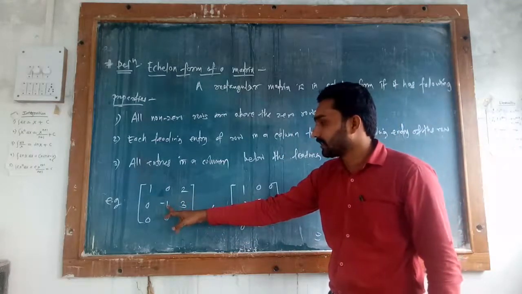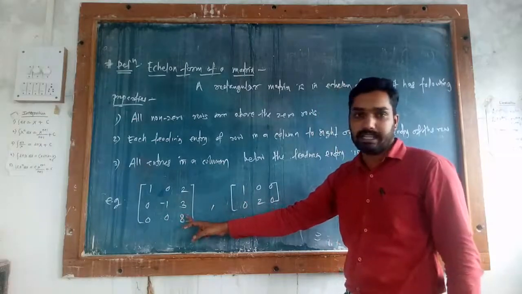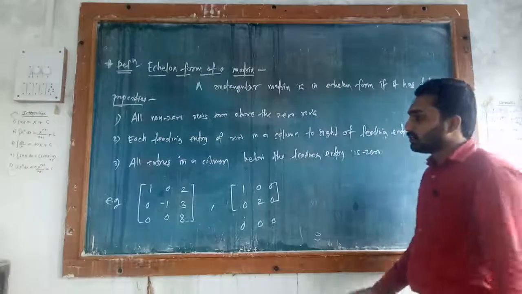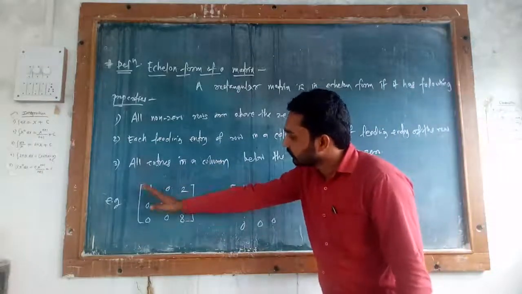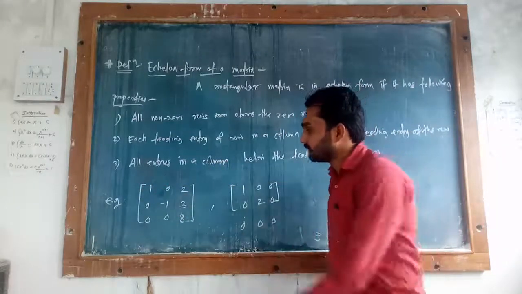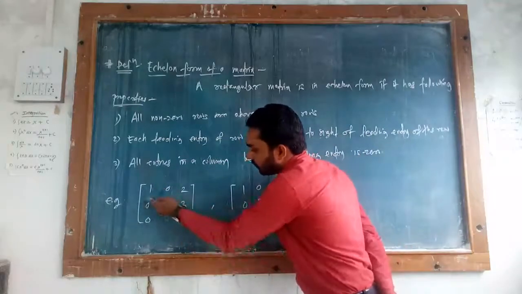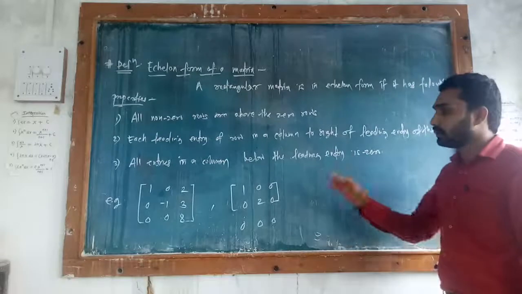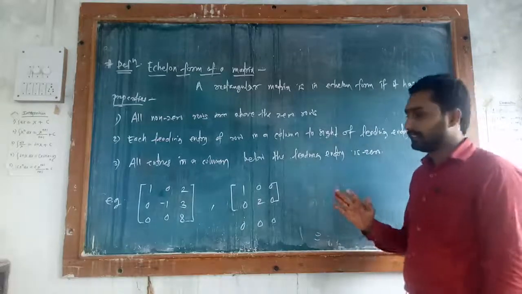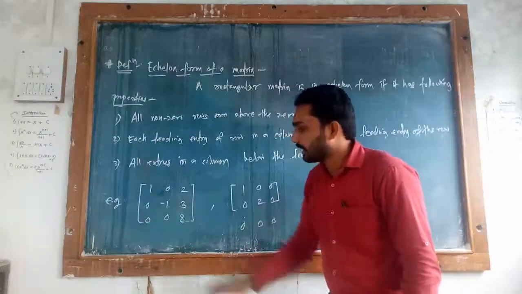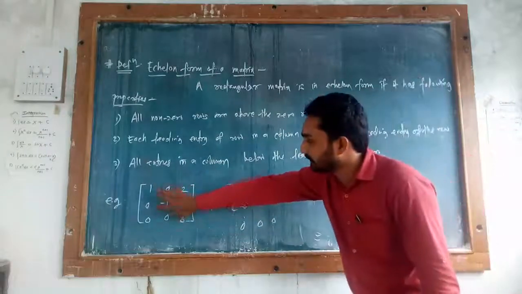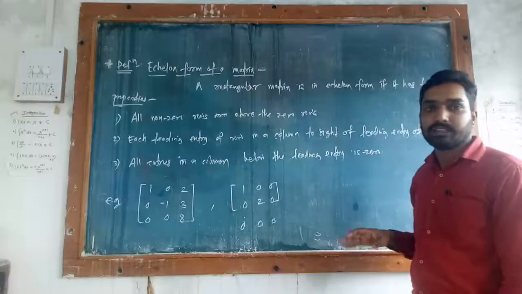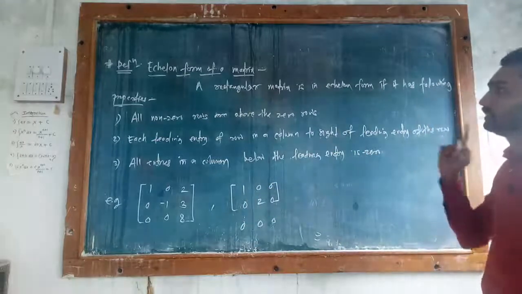In your second row, the leading entry is -1, and in the third row, the leading entry is 8. This matrix is in echelon form. What is the echelon form? In that matrix, all entries below the diagonal become 0. That means the given matrix is an upper triangular matrix. If a matrix is in upper triangular form, then it is in echelon form.